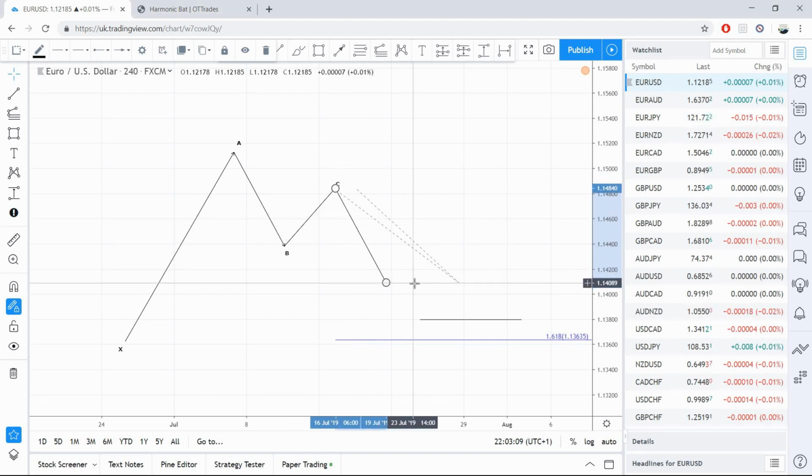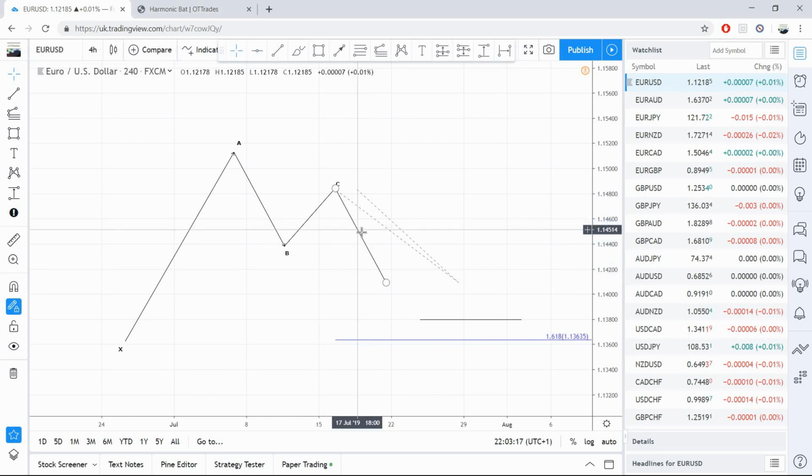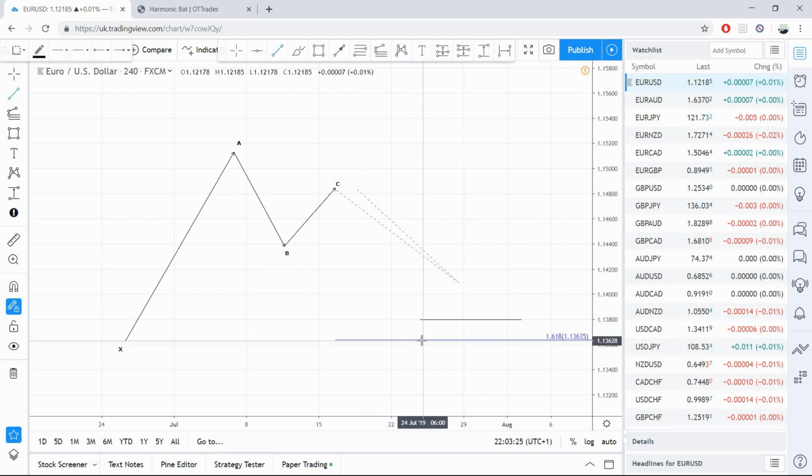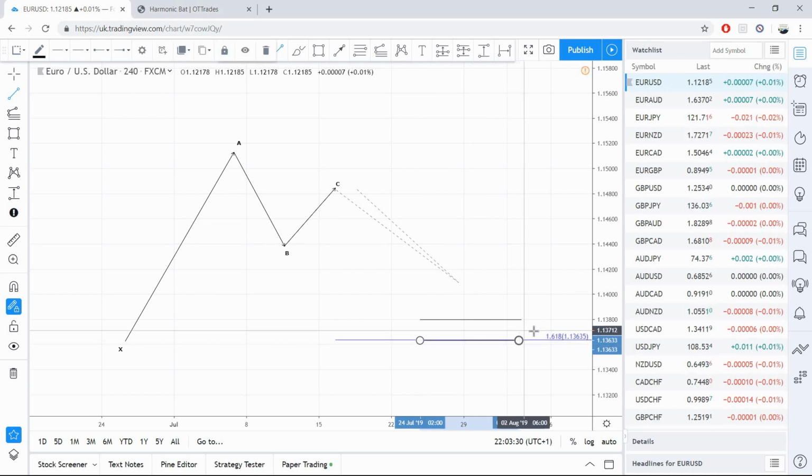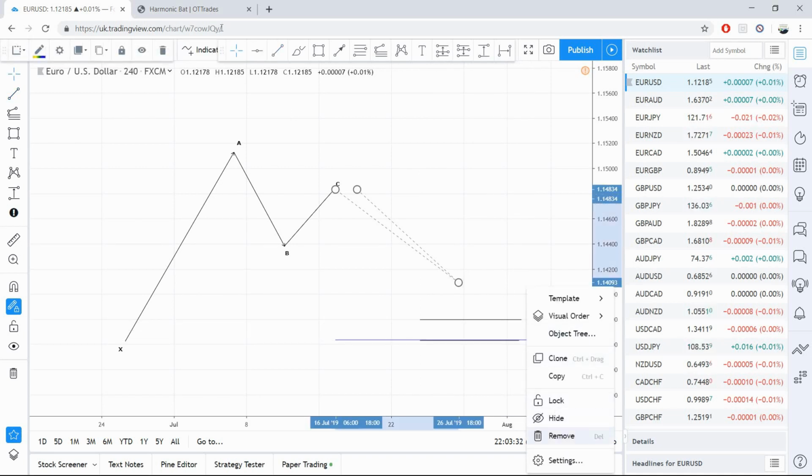Yeah, you see the center point here matches up with the center point here. That is our A to B move here, so equal distance. And the 1.618 extension of A to B equals C to D is here, so we draw our second part of the PRZ here. So that's our second point here.